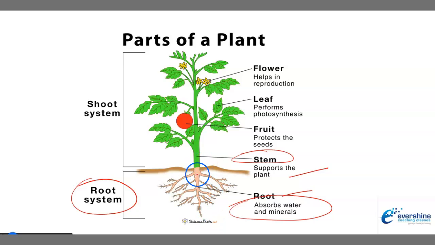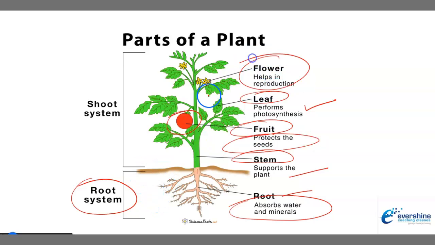As soon as we go above the stem, we get the leaf. What is the function of the leaf? It helps during photosynthesis. And after the leaf, what do we get? We get the fruit. Understood? What is the major function of the fruit? It protects the seeds. Then we get the flower. It helps in reproduction. This part above the root system we call the shoot system. So these are the different parts of the plant.